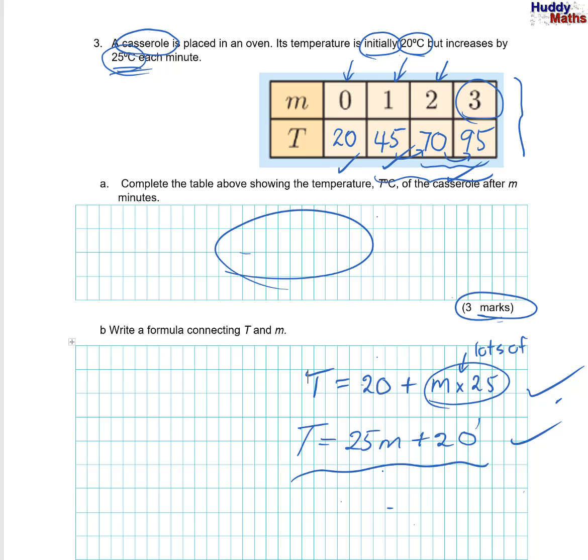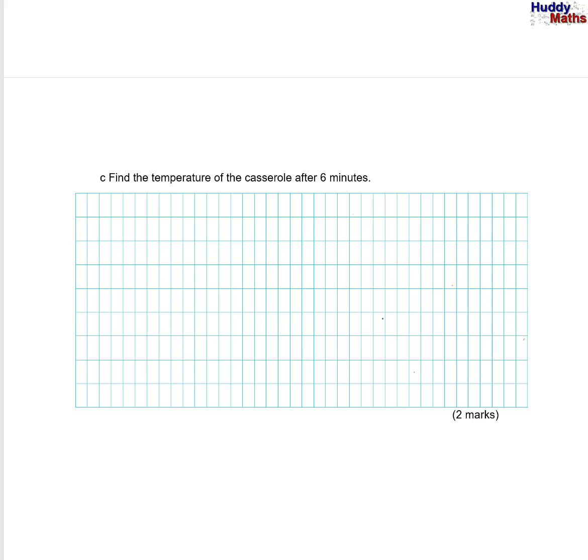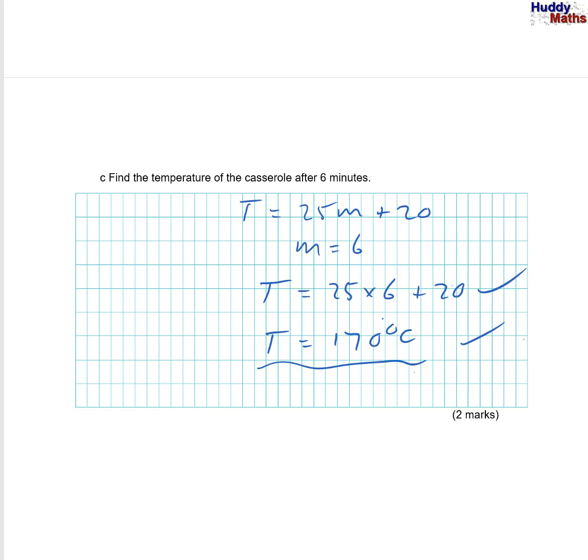All right, so coming down now, let's have a look at find the temperature of the casserole after 6 minutes. So our formula is 25M plus 20. So when M is 6, the temperature would be 6 lots of 25 plus 20. Should show that working out for your mark. And so this is 170 degrees when you work it out. The temperature would be 170 degrees Celsius. So there are the 2 marks. Okay, showing the use of the formula and then actually working it out.